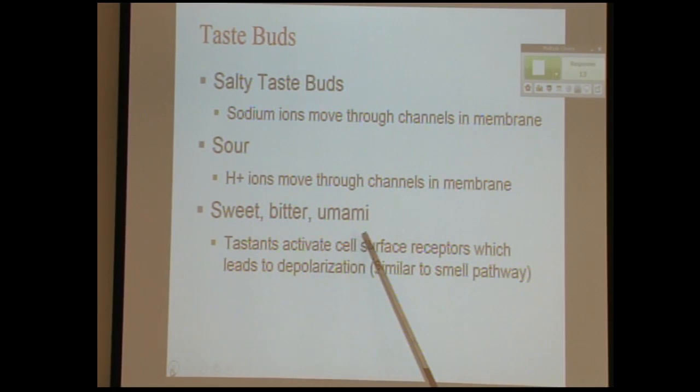Sweet, bitter, and umami, that's more like the olfactory ones, where there's a receptor for those certain things. Activate a few molecules, open up a channel.